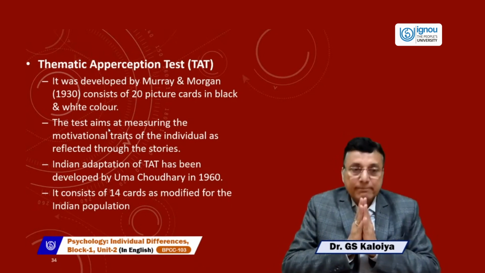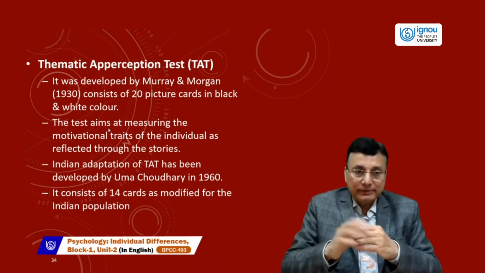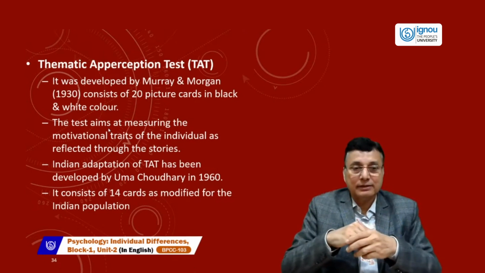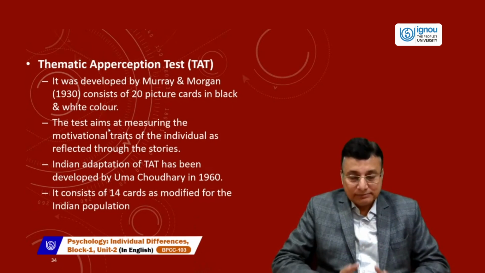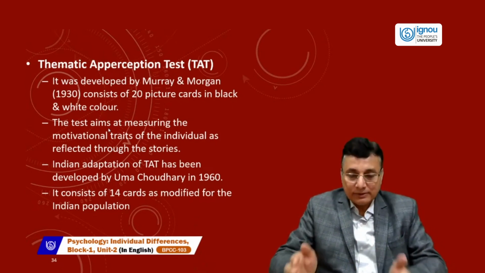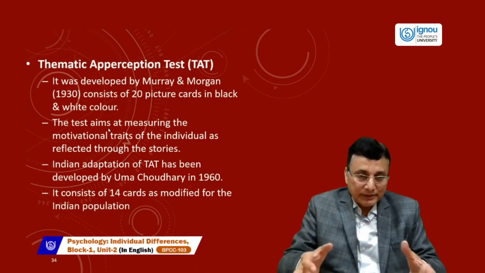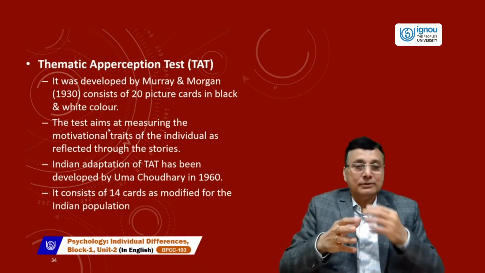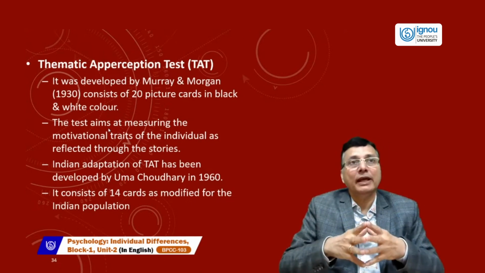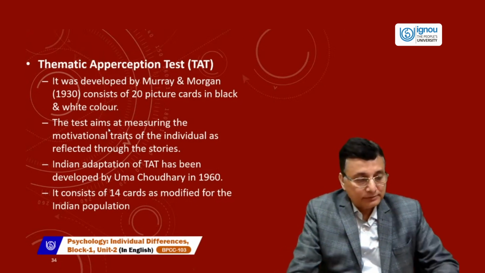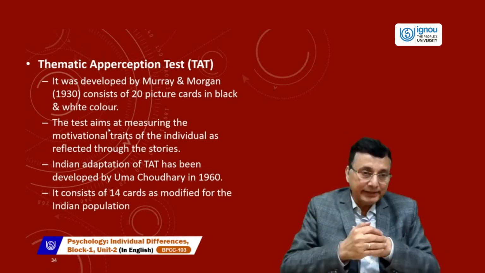In this test, the administration is simple. You have to establish rapport, show card one where a child is sitting with a piano or guitar, and give the instruction that you have to write a story about this picture. You have to write about the present, what is going on in the picture, why this is going on, meaning the past, what happened in the past, and what will happen in the future. So the client has to write and follow all these three instructions.